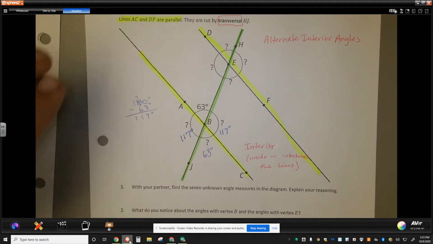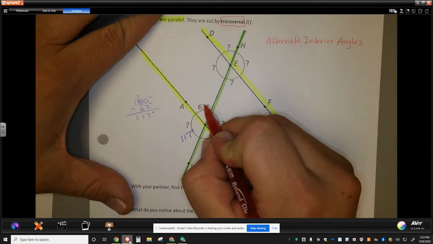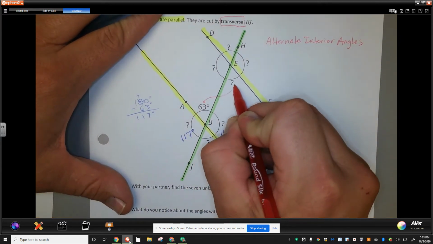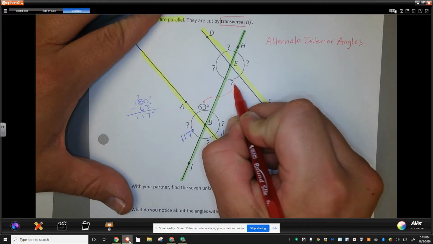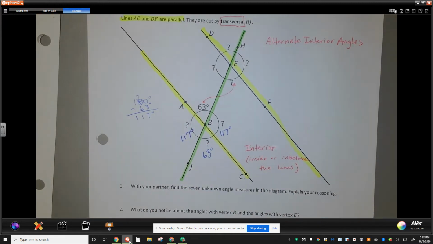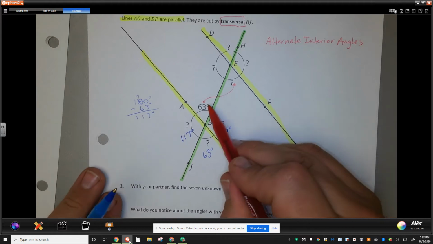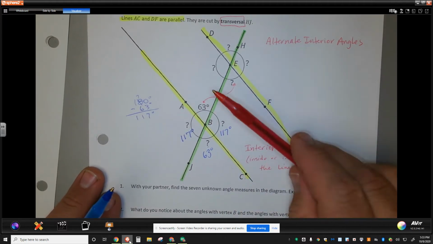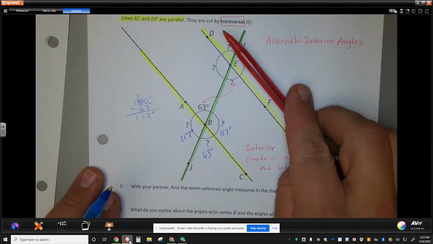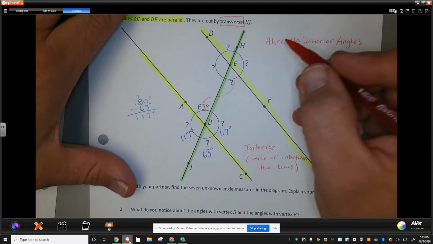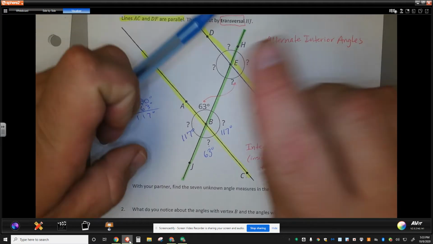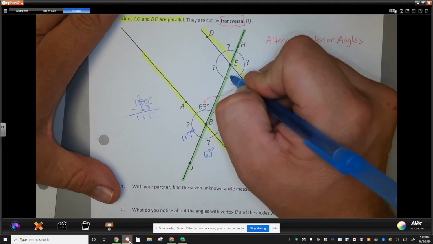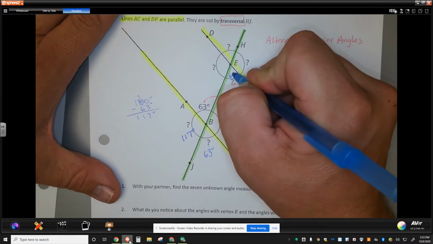Now, when we talk about alternate, we're talking about moving from one side of the transversal to the other side of the transversal and to the next interior point. So remember, alternate comes across the transversal. Interior means we're inside of these two boundary lines. And what we know under parallel lines is that this angle right here that is alternate interior of parallel lines is going to be 63 degrees.